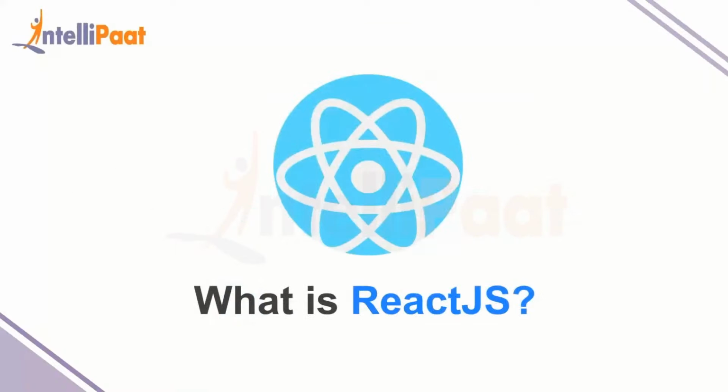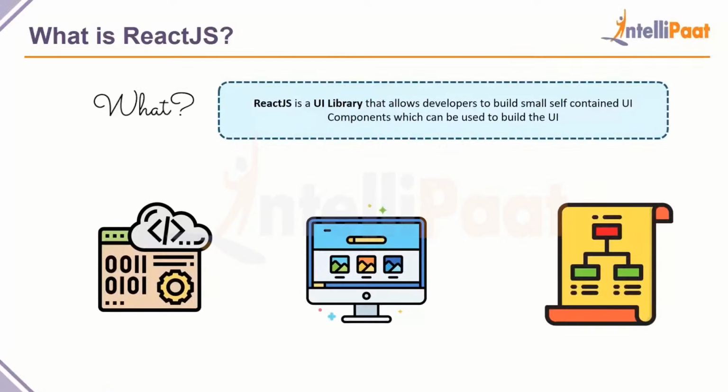So let's take a look at what is React.js. React.js is a user interface library that allows developers to build small self-contained UI components that can be used to build the UI. So React.js is a JavaScript library that allows us to build user interface components. Now, the difference between React.js and other libraries that it competes with, like Angular and Vue, is that React focuses solely on the user interface aspect of the puzzle of the entire web application.